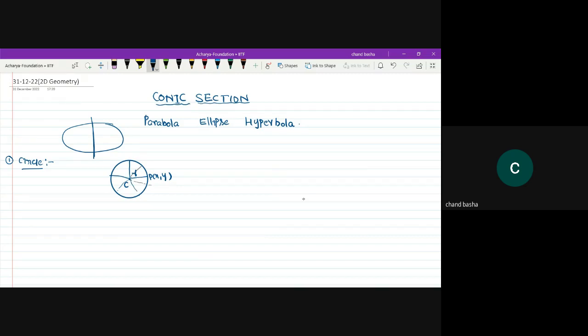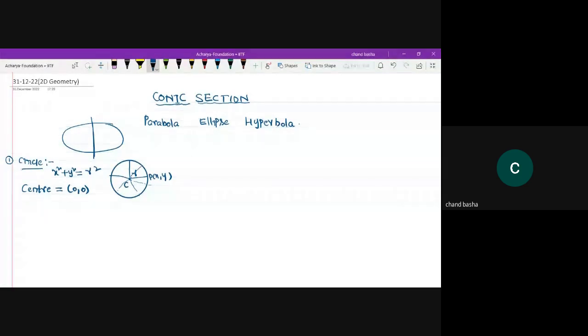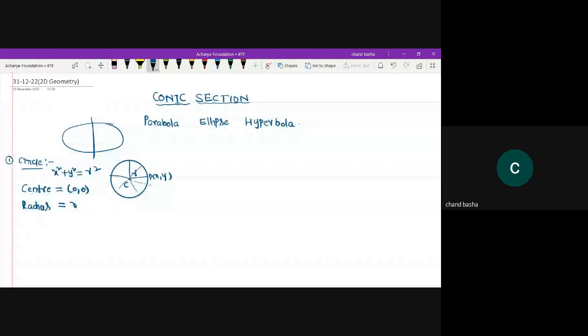Right? And this is the locus of the point of intersection of all these points P1, P2, P3. It forms a circle whose equation is x square plus y square is equal to Cp, that is in the coordinate system. Cp means what? It is r square. So from this, we can call the center of the circle 0, 0, and the radius of the circle is r units.